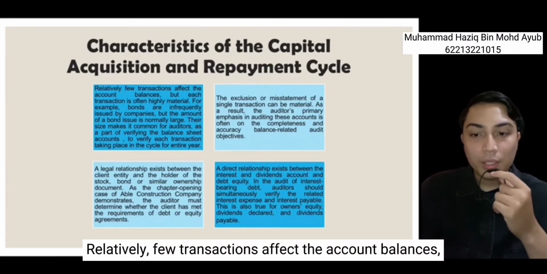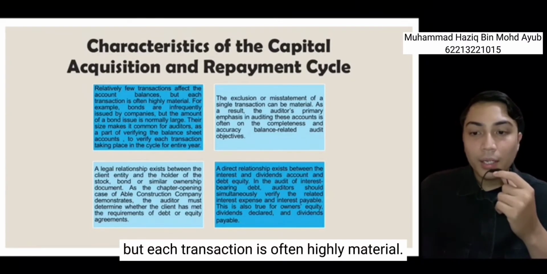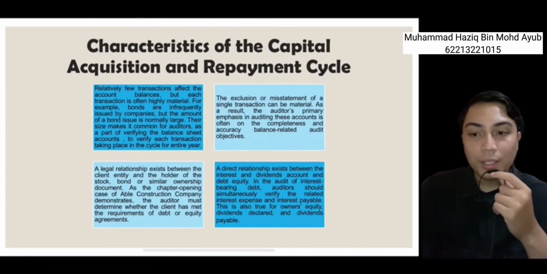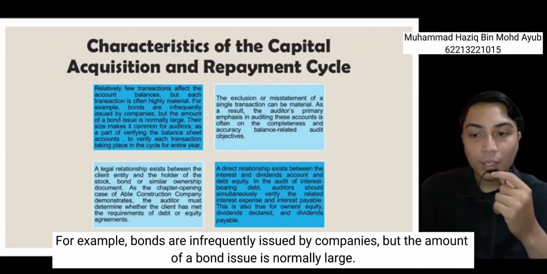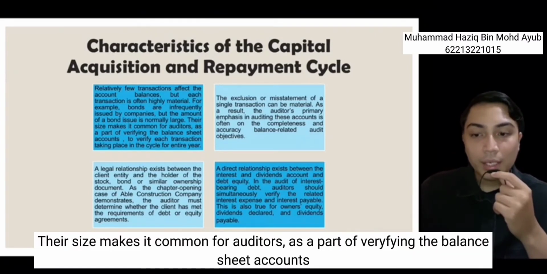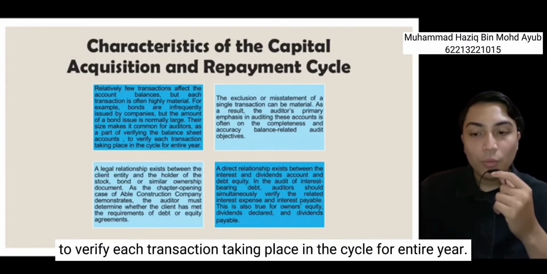Relatively few transactions affect the account balances, but each transaction is often highly material. For example, bonds are infrequently issued by companies, but the amount of bonds issued is normally large. Their size makes it common for the auditor, as a part of verifying the balance sheet accounts, to verify each transaction taking place in the cycle for the entire year.